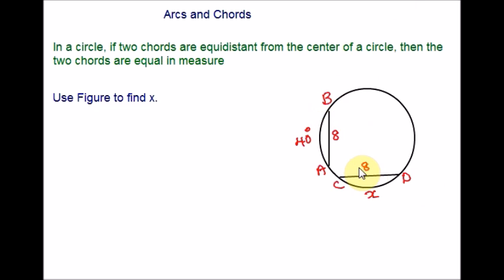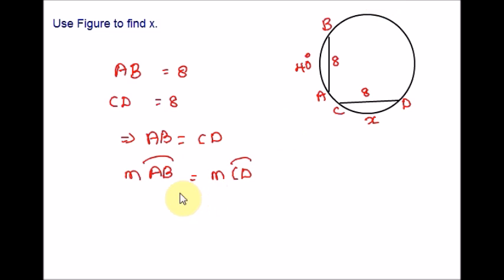If the two chords are equal in length, their minor arcs will also be equal. So the arc AB, which is 40 degrees, will be equal to the arc CD. This is the given information. So the minor arcs will also be equal, where AB is 40 degrees, just swap the sides.